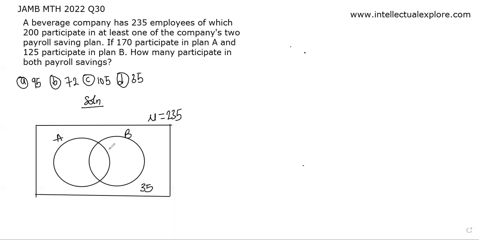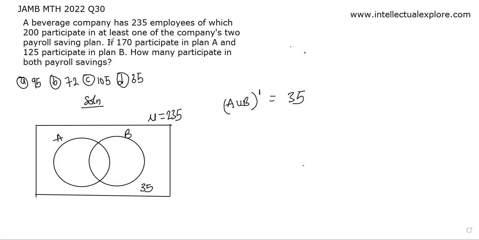If we were to write it in expression, that would be (A union B) prime equals 35. That means if you join those that use plan A and those that use plan B, prime means those who do not follow A union B. So I write it here outside the circle.